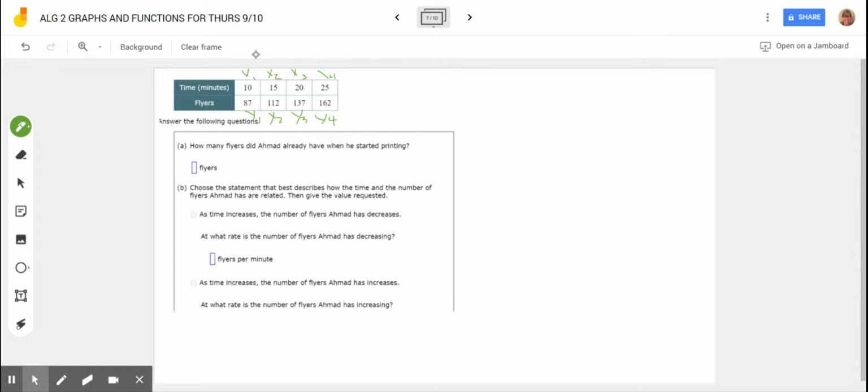So it says, let's see, this is just about reading it. How many flyers did Ahmad already have when he started printing? Oh yeah, this is a story about printing. Okay, he's printing flyers, and in 10 minutes he produces 87, 15, 112. Basically, that's the story. I'm sorry I had to cut it off, but they're giving you a table. So how many flyers did Ahmad already have when he started printing? Well, they're not giving you that, you guys. Look, they're giving you after 10 minutes. So the idea is that you are going to extend this table to get it to go to 0.